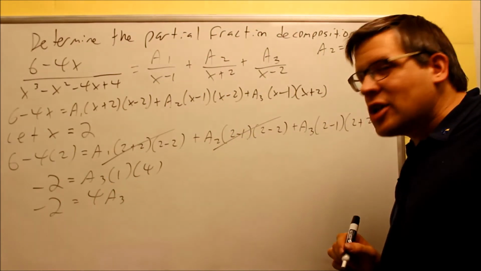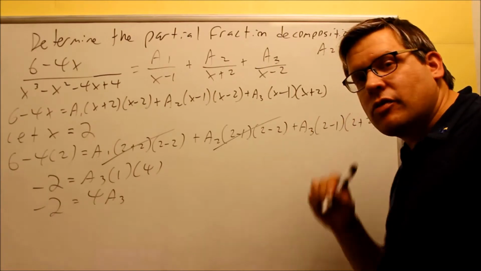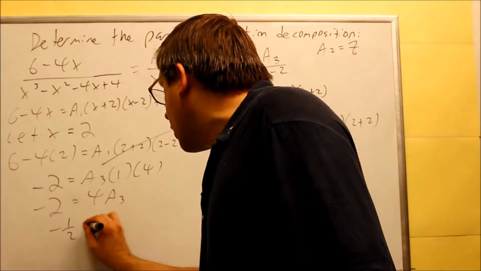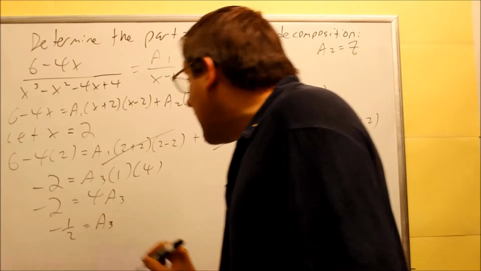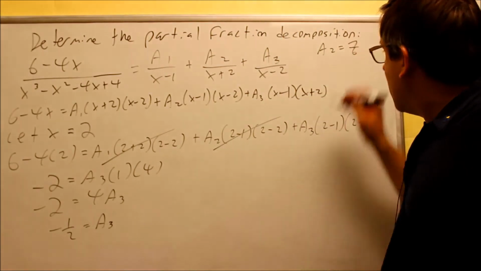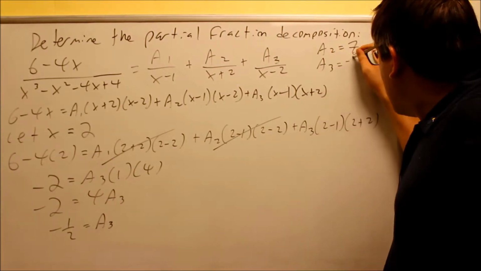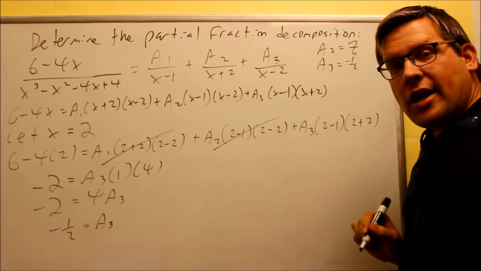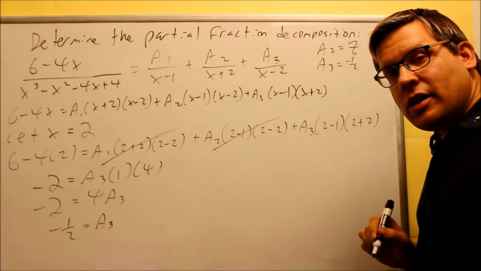I'm going to divide both sides by 4. And when we do, we get negative 2/4 or negative 1/2. So A3 we found this time. A3 is negative 1/2. So I'll go ahead and write that up here now. We found A2, A3. Now we just have to find A1.